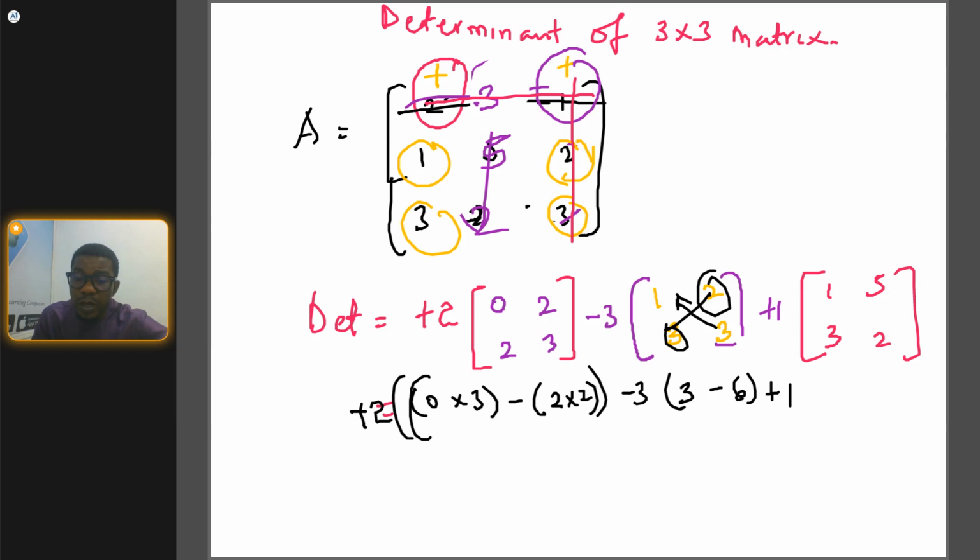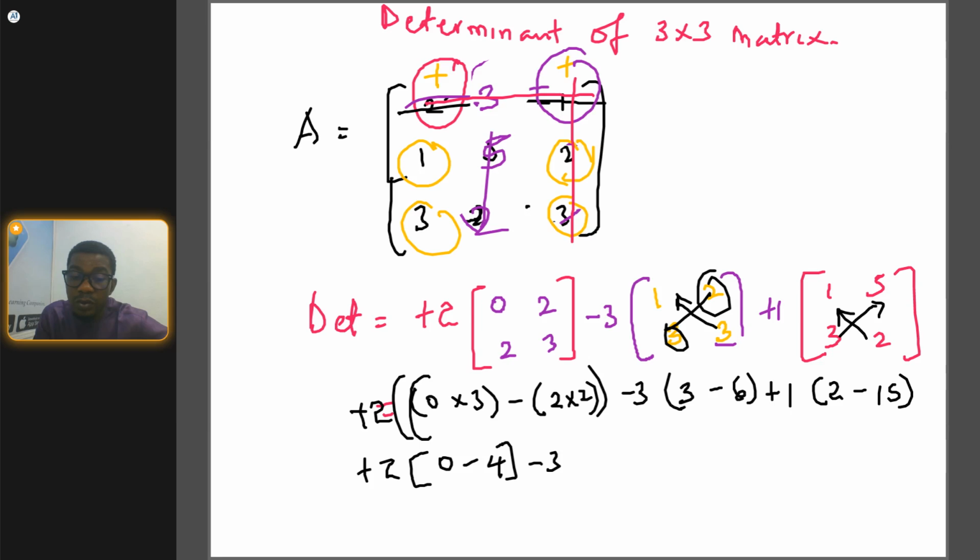This is going to be plus 1 in brackets, this multiplied by this, that is 2 minus this multiplied by this, that is 15. Sorry, that is 15. 5 multiplied by 3, that should be 15. So go ahead to simplify. Plus 2, open a bracket, 3 times 0 is 0, minus 2 times 2 is 4.